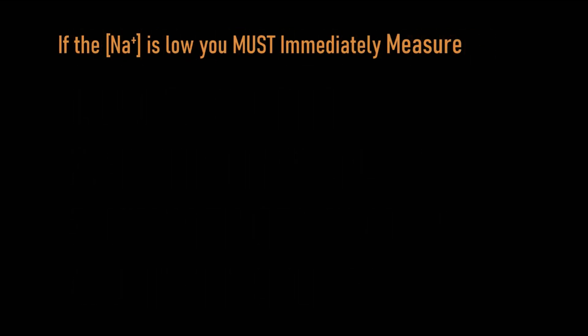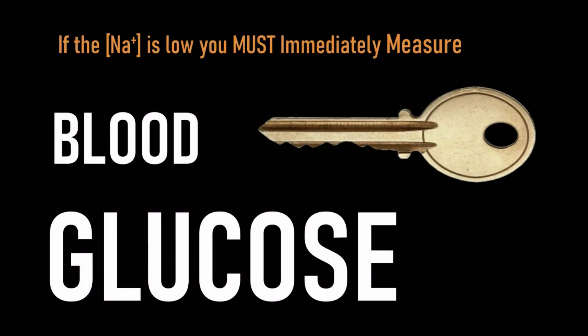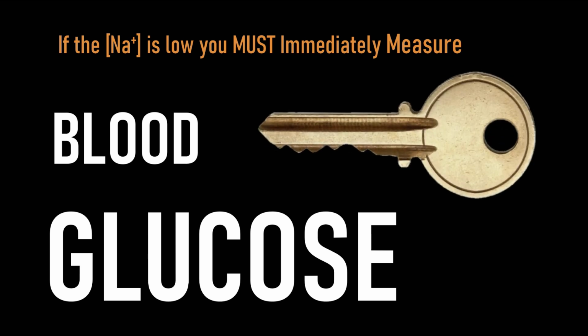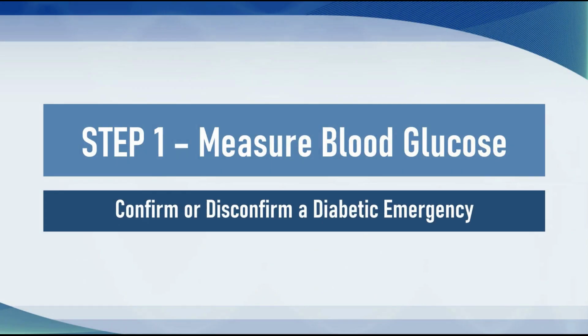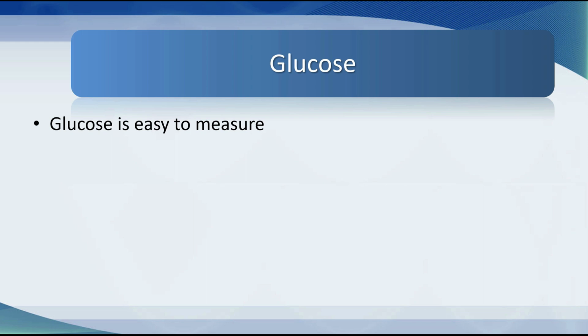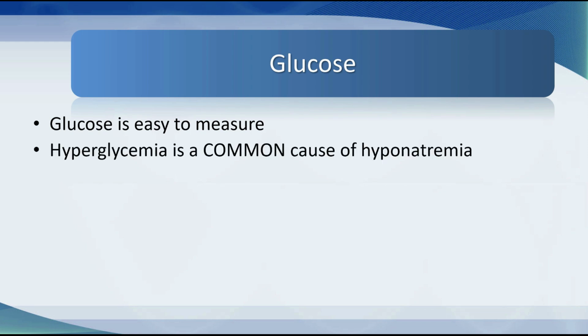The single most important immediate test is to measure blood glucose. And the reason for this is because hyperglycemia is a really common cause of hyponatremia, and you need to confirm or disconfirm that this is a diabetic emergency immediately, because this is eminently treatable but could be fatal. And of course, remember that glucose is part of the osmolarity calculation. Glucose is easy to measure. Hyperglycemia is a common cause of hyponatremia and it's easy to treat.